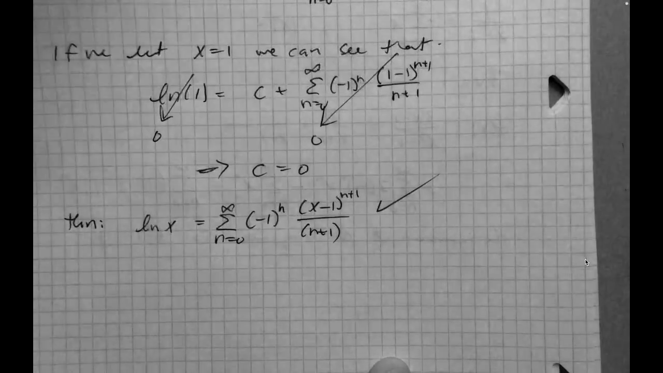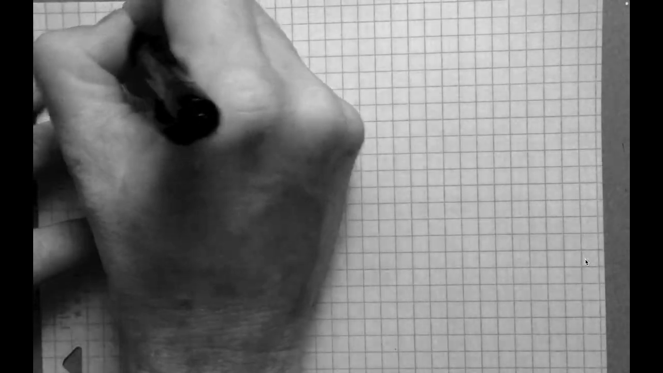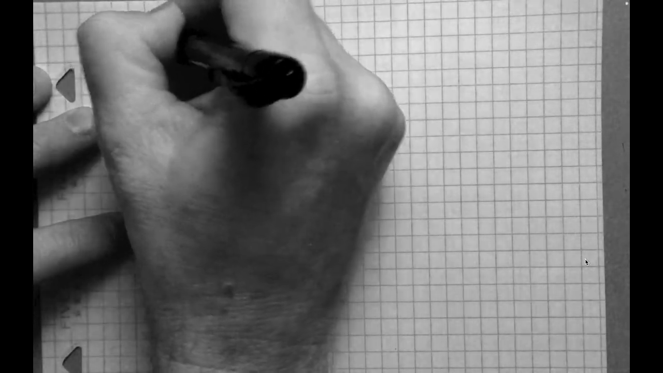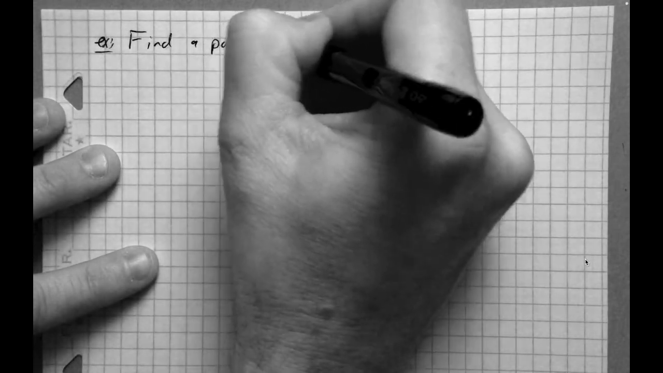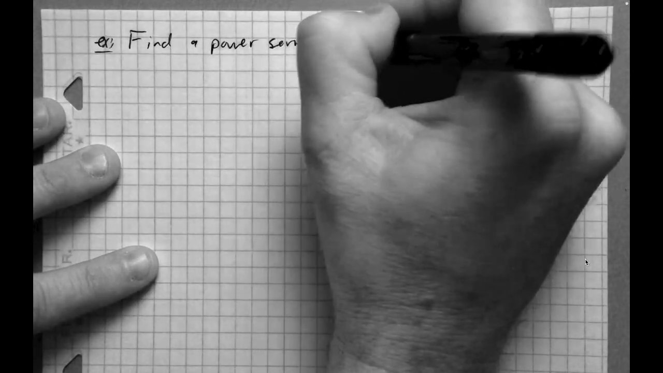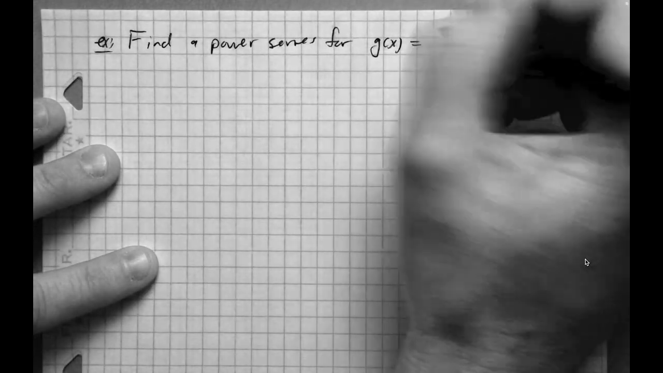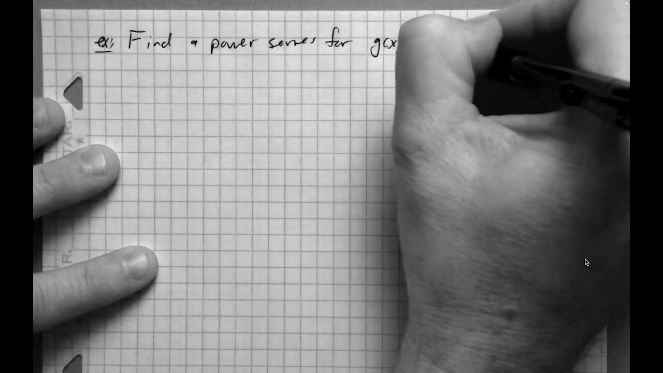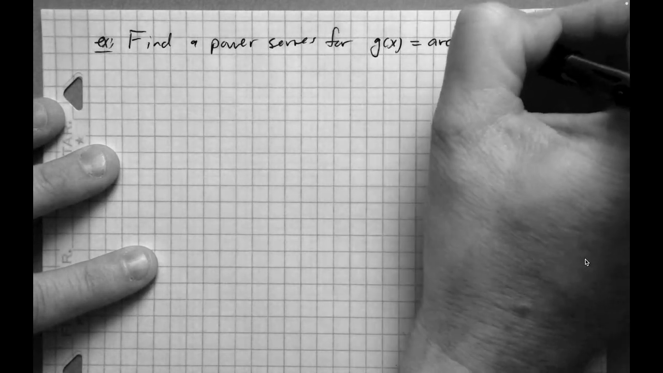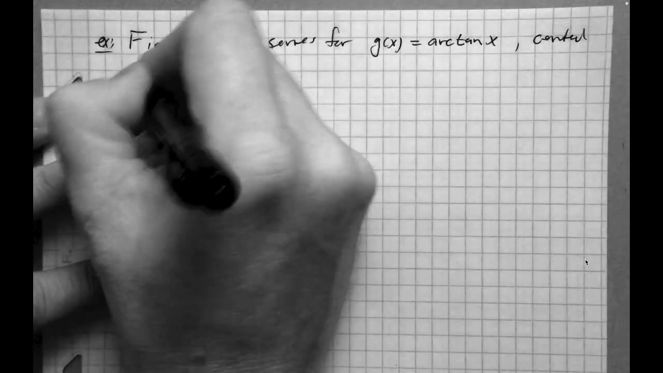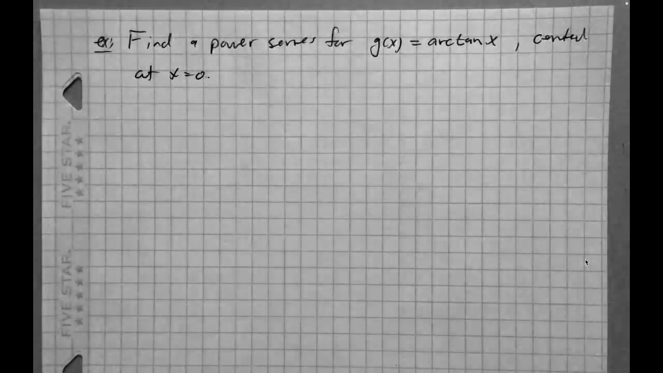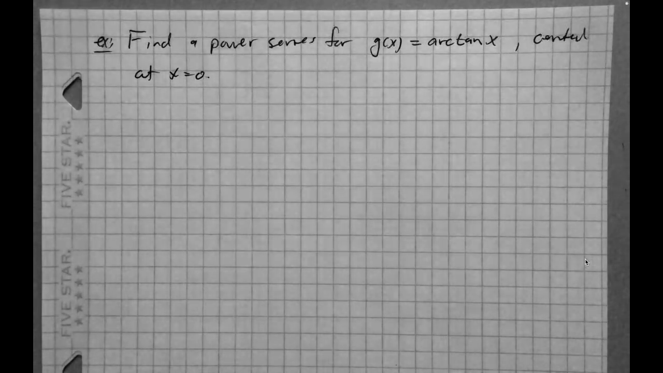Let's do one more like that. Let's do one more example. Okay, let's find a power series for g of x equal to the arctan of x, centered at x equals 0.